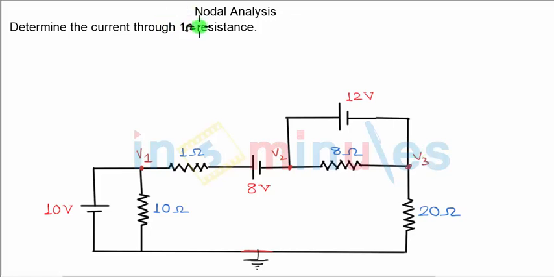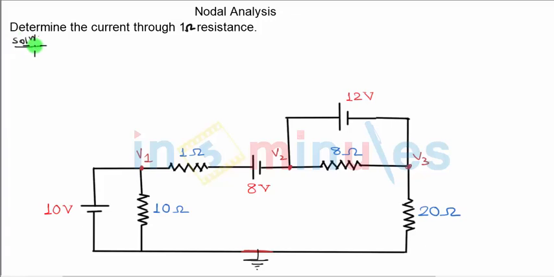Now, to get the current through 1 ohm resistance, because 1 ohm is connected between V1 and V2 along with this battery, I will require the values of V1 and V2. We can get V1, V2 only if I write KCL equations at node 1, node 2 and node 3. So we will solve for V1, V2 and V3 simultaneously. So let's do that one by one.